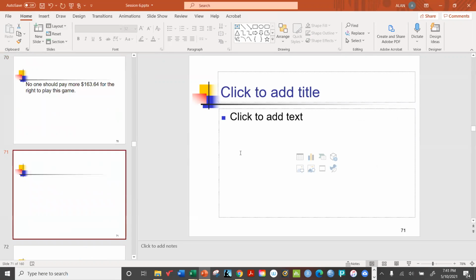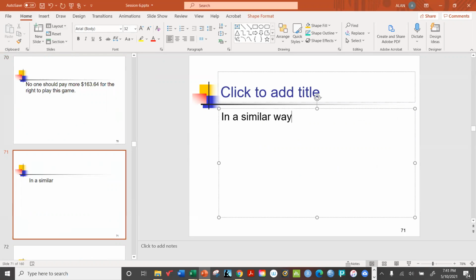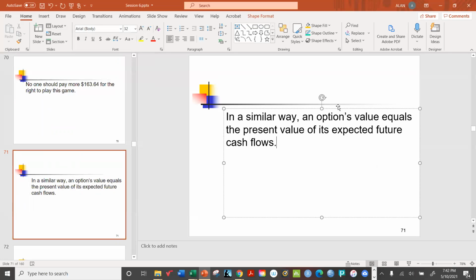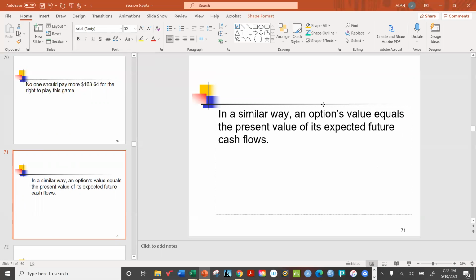In a similar way, an option's value equals the present value of its expected future cash flows. In other words, what cash flows will the option generate for me in the future? What are the probabilities of those cash flows happening? And how much is that worth to me today? Because the option might not mature for another 2 years or 3 months or 6 months. I'm not receiving this money today. And so that's the logic behind everything that follows. The present value of its expected future cash flows.